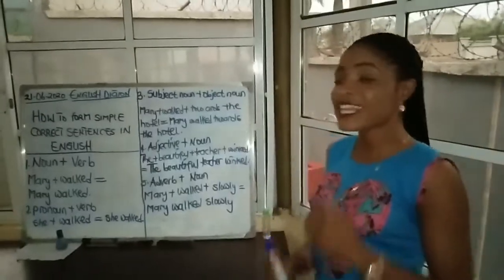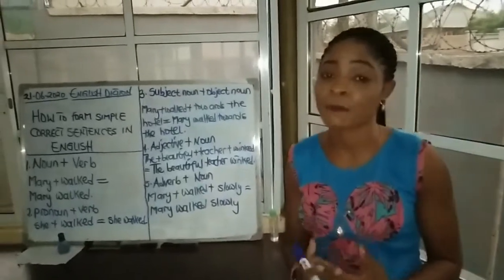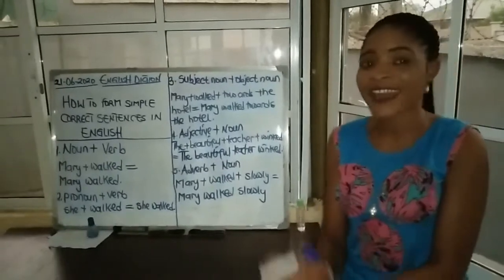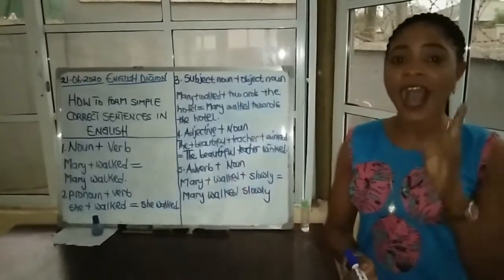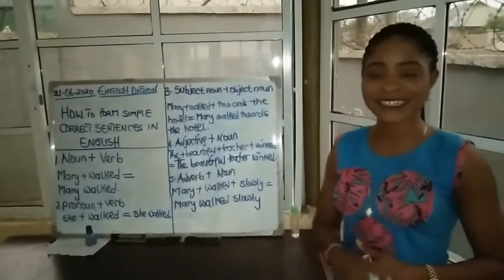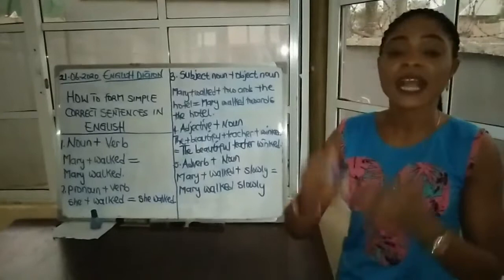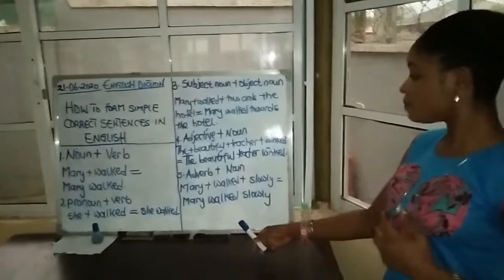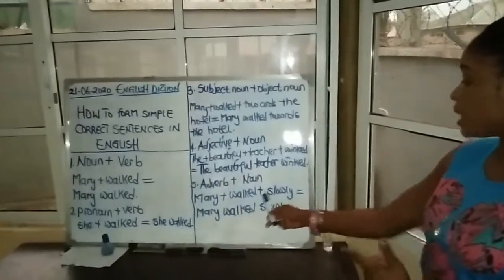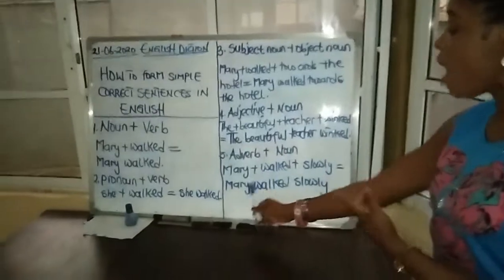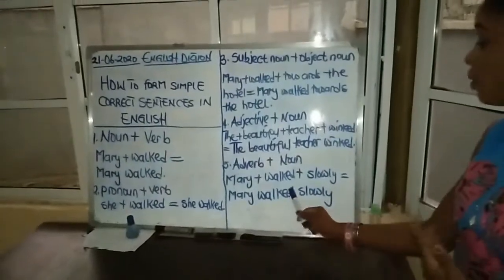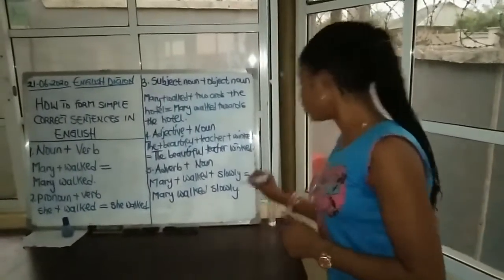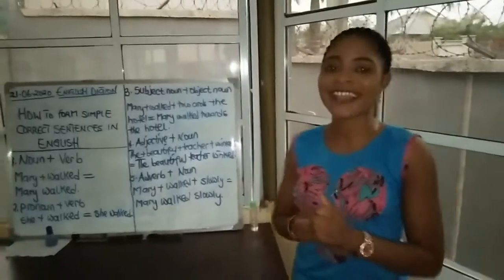Finally, the next thing we're going to learn is how to form simple correct sentences with an adverb. An adverb modifies a verb in a sentence. Now, how do you identify an adverb in a sentence? An adverb usually comes after the verb in a sentence. Let's look at the sentence on the board. Mary plus walked plus slowly. This gives us, Mary walked slowly. Remember we said that each sentence must end with a full stop. So we have to put a full stop there.